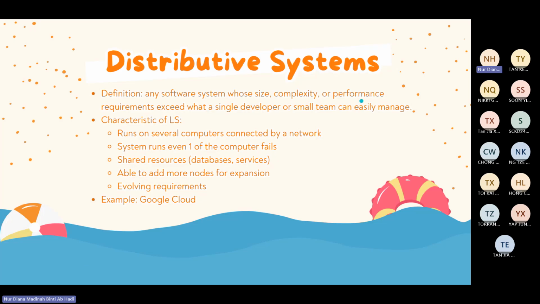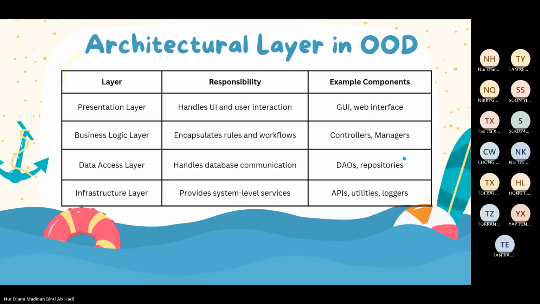Our example would be Google Cloud, the easiest one. These are the architectural layers inside your OOD that you will use inside your large system: the presentation layer, business logic layer, data access layer, and also the infrastructure layer, where each of these handles different responsibilities and different components. I already listed them here. This one I will continue next week.